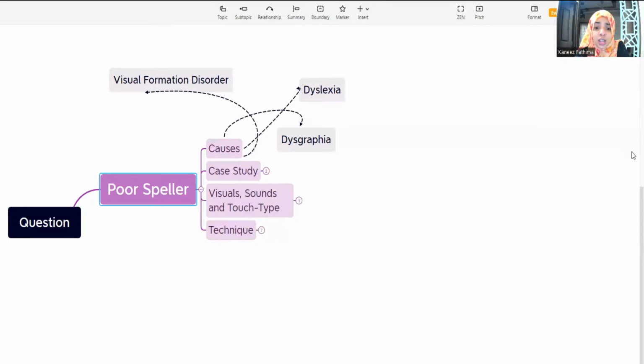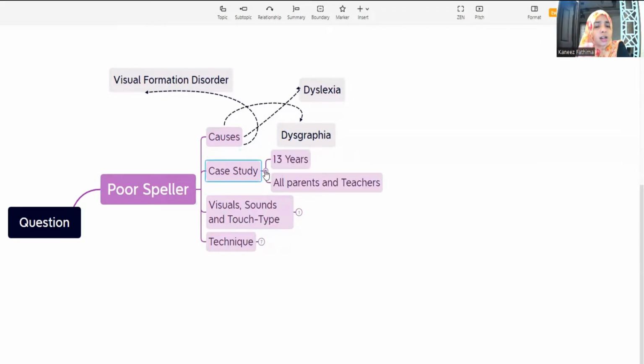I just want to share with you a case study. A small boy who was 13 years old had come to me, who was not able to write his own name. But using this technique, within 3 months, he was able to read passages. Can you believe this? This can happen in your life as well. If you are a poor speller, or your child is a poor speller, or your student is a poor speller, try to help them out with this technique. And this is going to help all the parents and teachers.